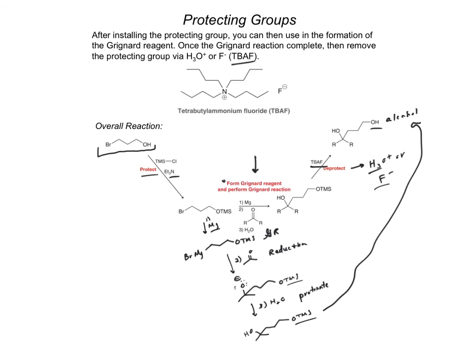Okay, so again, 3 separate steps. Protection. These guys are how you're going to protect your alcohol. We've got our Grignard reagent production as well as reduction in the middle here. And then at the end of the day, we still have that trimethylsilyl ether. We need to deprotect it and turn it back into our alcohol using TBAF.